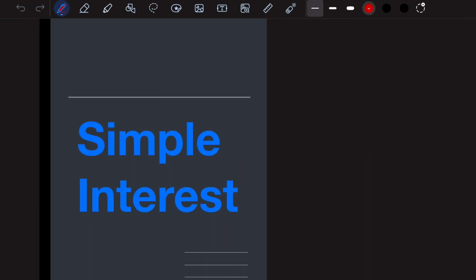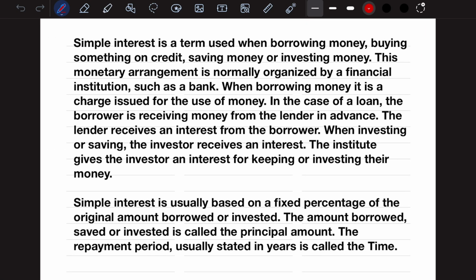Simple interest. What is simple interest? Simple interest is a term used when borrowing money, buying something on credit, saving money, or investing money. This monetary arrangement is normally organized by a financial institution, such as a bank. When borrowing money, it is a charge issued for the use of money. In the case of a loan, the borrower is receiving money from the lender in advance. So money is given in advance, and you have to pay an interest for that money that you are getting that is not yours.